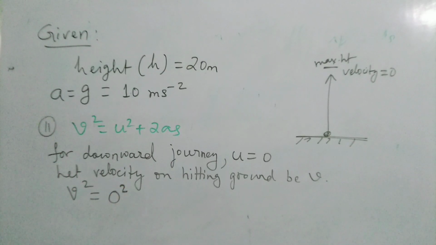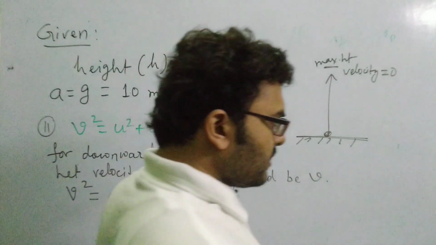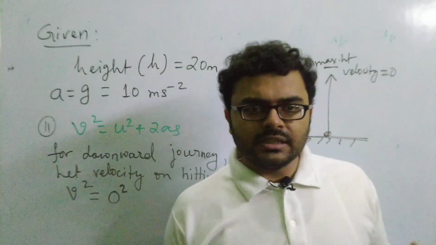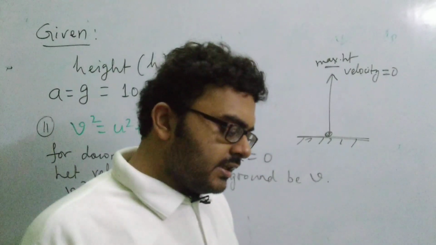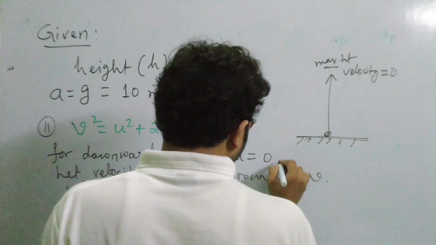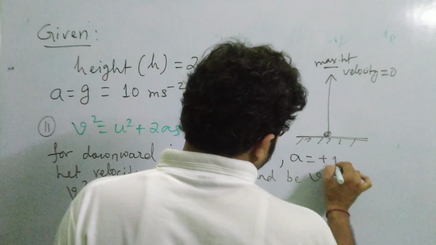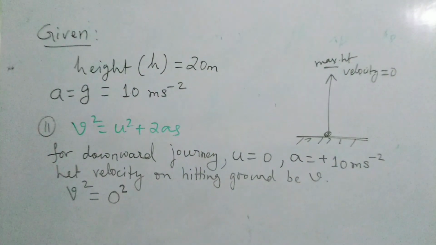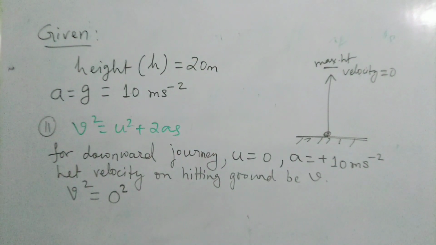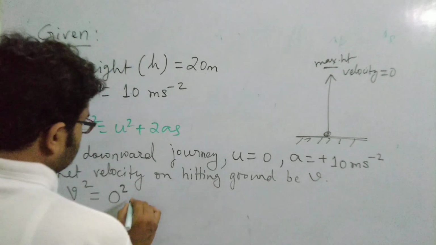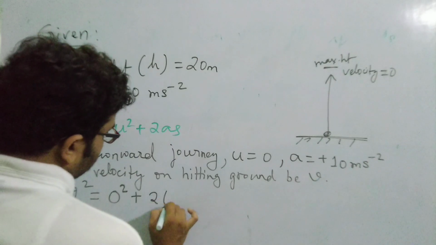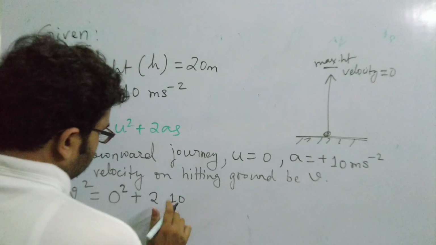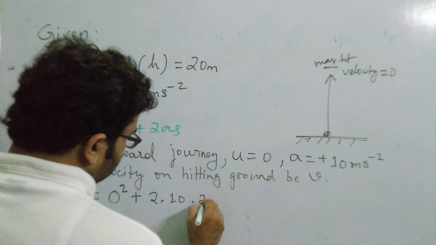when during the downward journey, what happens? The force of gravitation is actually assisting the motion, it is increasing the velocity of the motion. So here the value of acceleration can be considered as positive, a equals plus 10 meter per second square, because it is assisting the downward journey, causing the velocity to increase. So here it turns out to be something like this, plus 2 into positive 10, into 20.